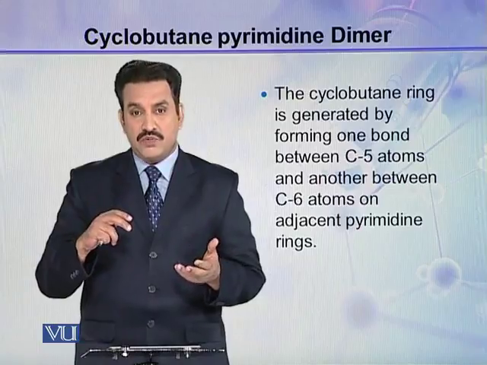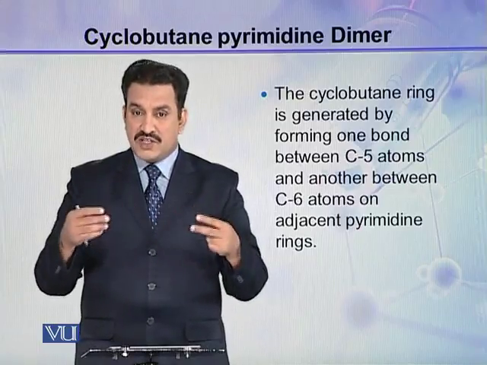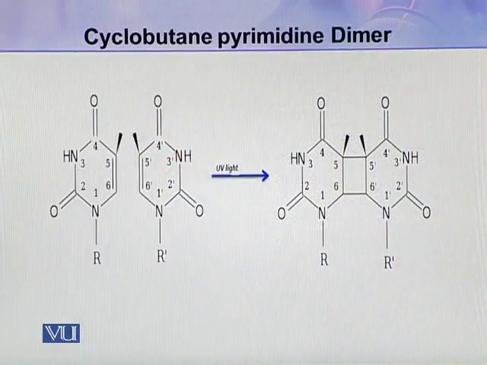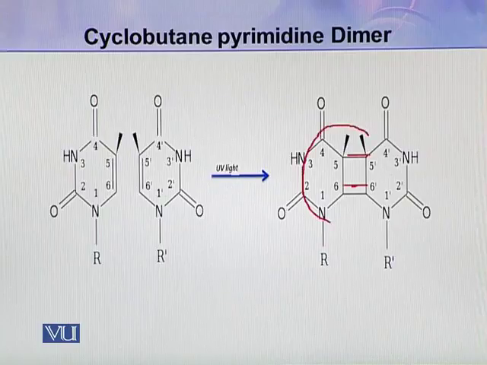These are actually covalent bonds. So these two bonds are formed between two adjacent pyrimidine rings. Here you can see in this diagram, two rings are formed, one here and the other one here. One bond is between C5 of both the rings, and the second bond is between the C6 of both the rings. So in this way a dimer is formed. This is called a dimer.